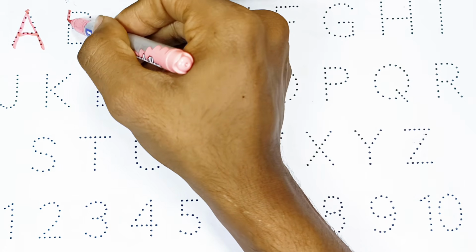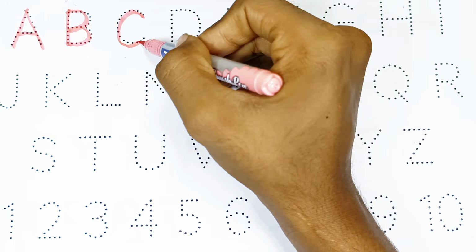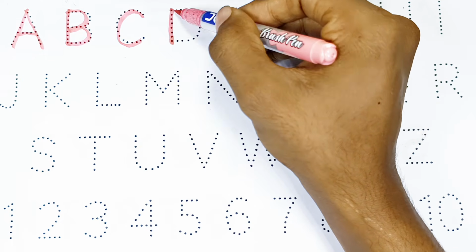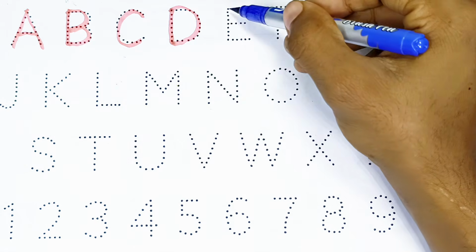A for apple. B for ball. C for cat. D for dog. Kids, now you draw E. The alphabets of E.